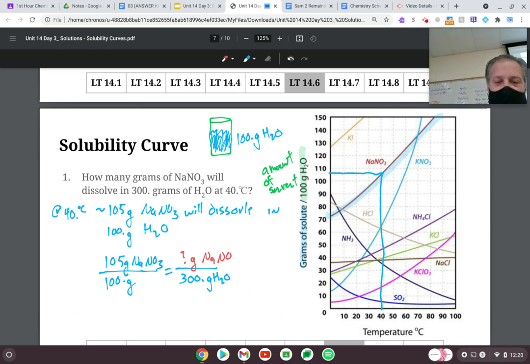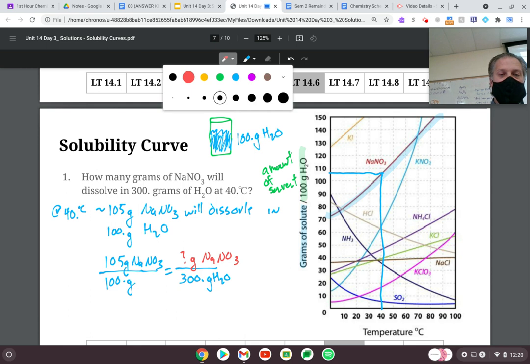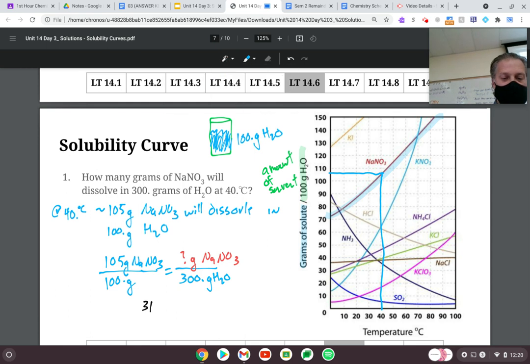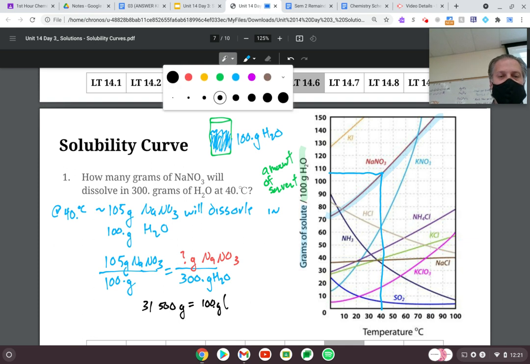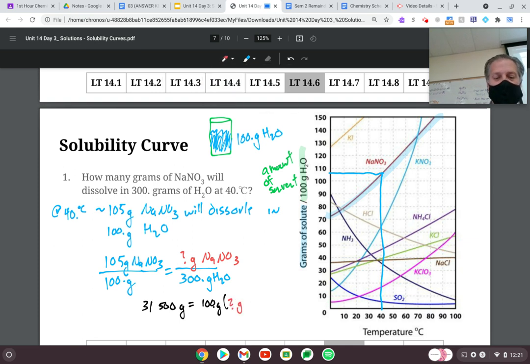NaNO3. And you guys are all like, oh, I know what I can do there. I can do some sweet cross multiplying, right? So I'm going to take the 105 times 300, and I'm going to get something like 31,500 grams, and that's going to be equal to 100 grams times question mark grams of NaNO3.